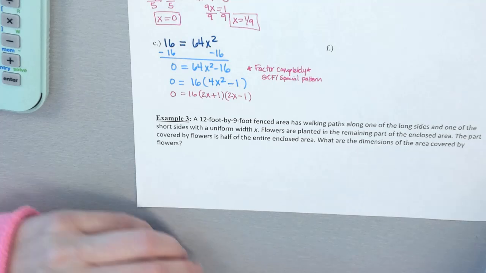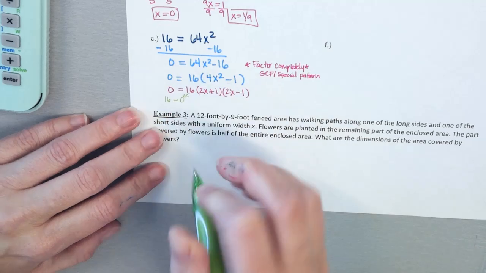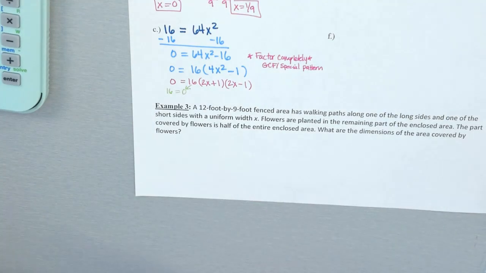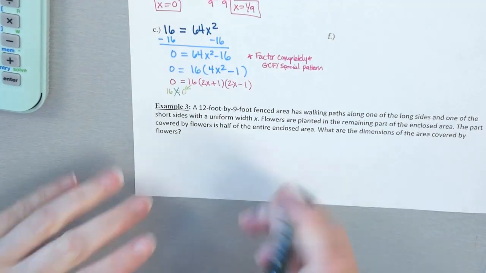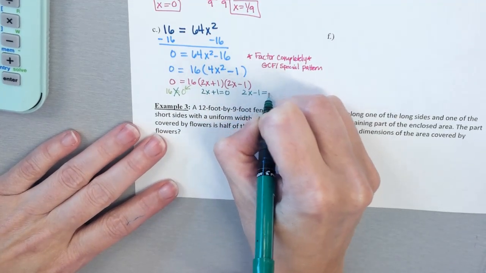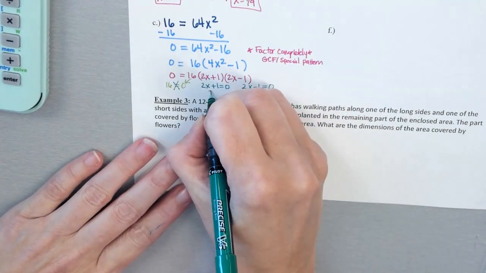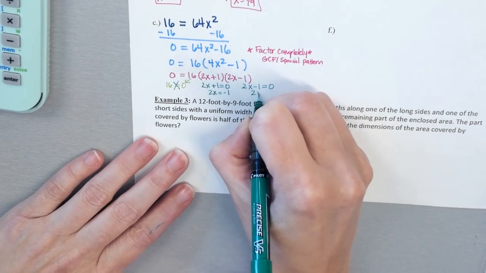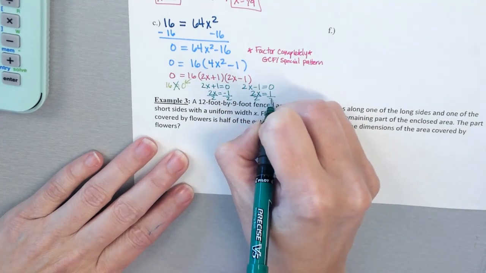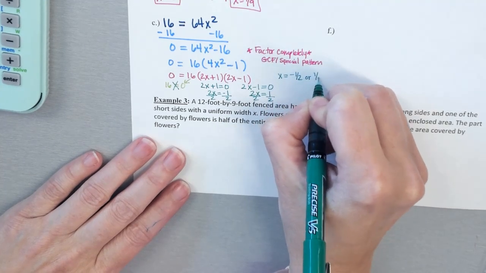Okay, now when you are solving and you are setting each one equal to 0, if you set 16 equal to 0, is there a variable to solve for? No. Okay, so there's no solution that produces. And then you have the 2x plus 1 equals 0 and the 2x minus 1 equal to 0. Okay, so if you have 2x equals negative 1 and 2x equals positive 1, we'll divide both sides by 2. Then I will get x is equal to negative 1/2 or 1/2.